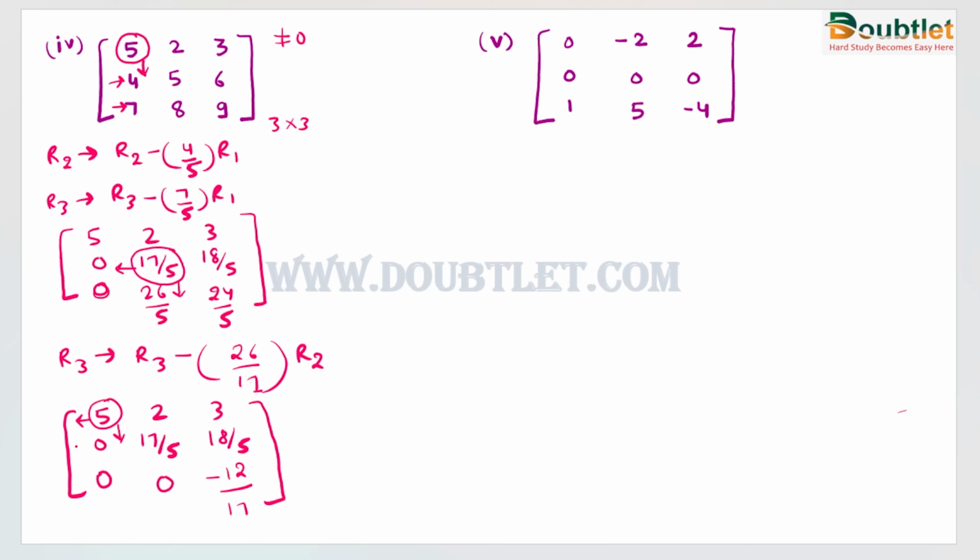And now for the second row, this is the leading element. Below this, in this column all the elements are 0, true. To the left of this all the elements are 0, true. Now for the third row, we will check this leading element. Below this no element is present, so this condition is null and void. To the left of this all the elements are 0. It means this matrix is satisfying the conditions for row echelon form.